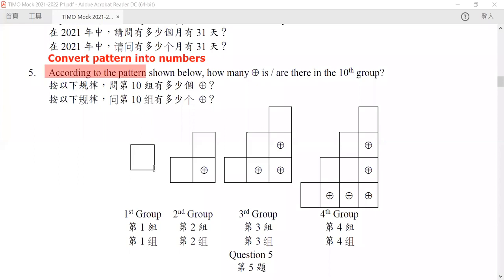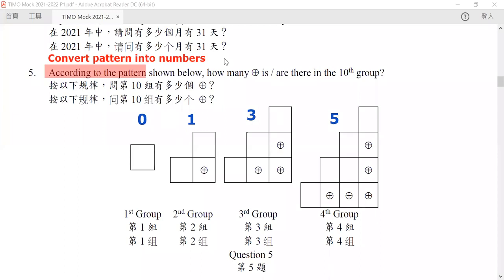In our first group, do you see any cross within our circle? No. So we will assign a 0 for this group. For our second group, we see one of them, so assign 1 here. Our third group has 3, because we see 3 symbols. And for our fourth group, you will see a 5 here. Okay, so disregarding this first symbol.